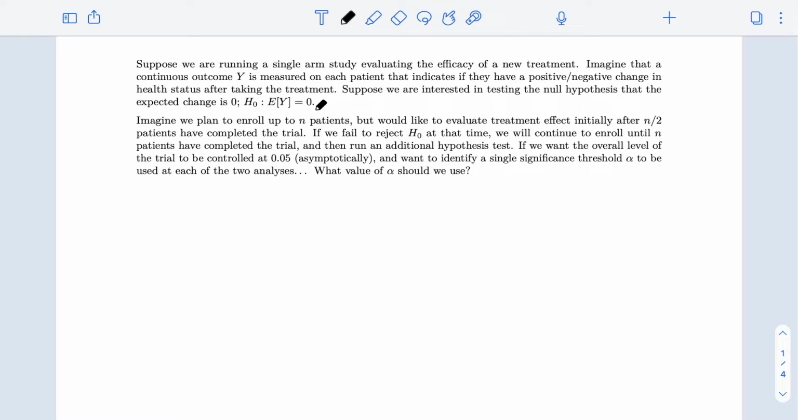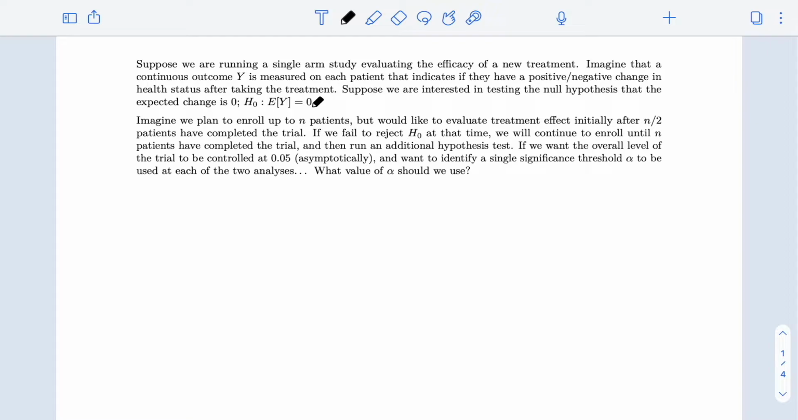So let's imagine we plan to enroll n total patients, but would like to perform an interim analysis after half of the patients have been enrolled. So after n over 2 of the patients have been enrolled, we would like to run a hypothesis test evaluating if this null hypothesis can be rejected. If we do reject the null hypothesis, then we can stop the trial and either claim that we have a great success or that treatment is harmful if the treatment effect lies in the wrong direction.